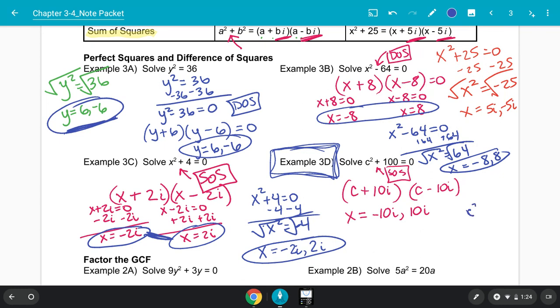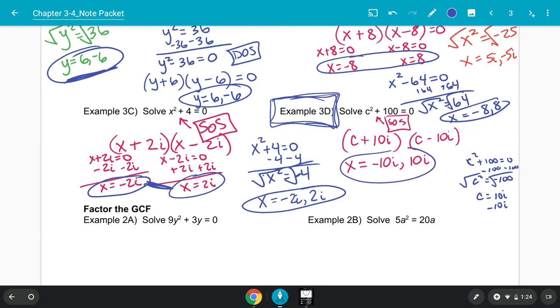Otherwise, you could go c squared equals 1. c squared plus 100 equals 0, minus 100, minus 100. c squared equals -100. Square root both sides, and you would get c equals 10i and -10i. So, two different ways of doing the same thing. It's just that this is the sum of squares method. The versions in pink are the sum of squares method.